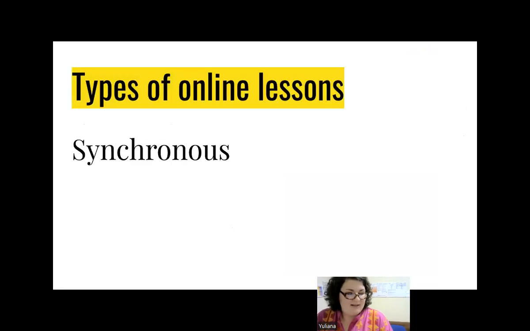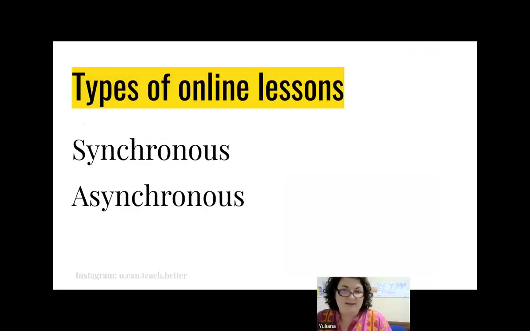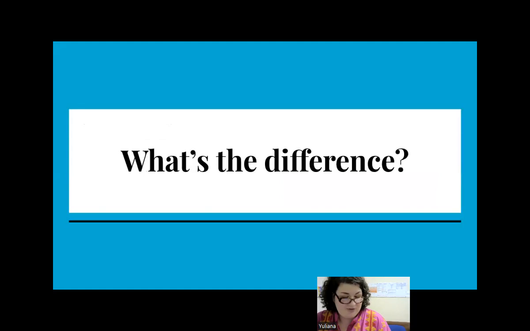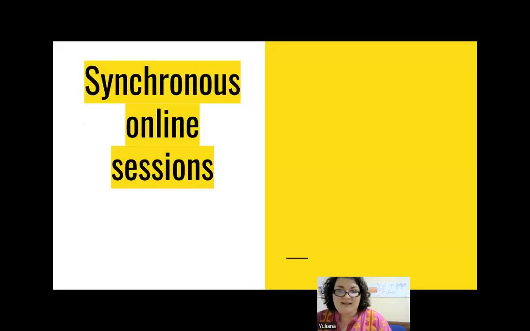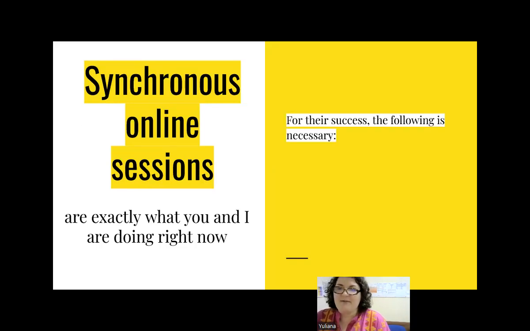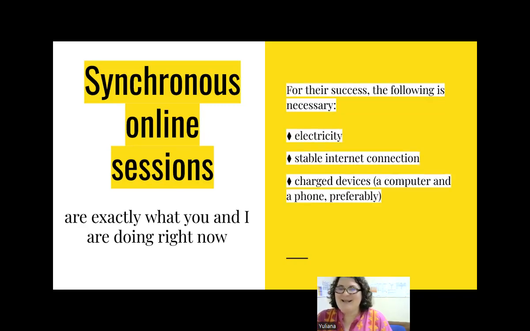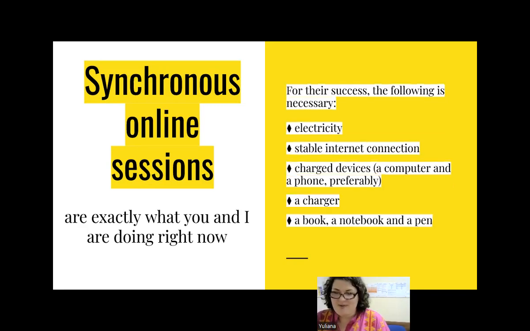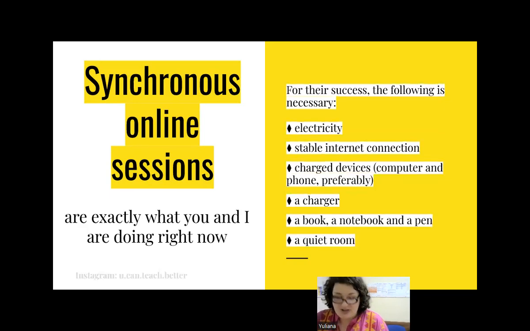So let's talk about the types of online lessons. There are two types: synchronous and asynchronous online lessons. What's the difference? Synchronous online sessions are exactly what you and I are doing right now. And for their success, the following is necessary: electricity, a stable internet connection, charged devices, preferably a computer and a phone, a charger, a book, a notebook, a pen, and a quiet room.